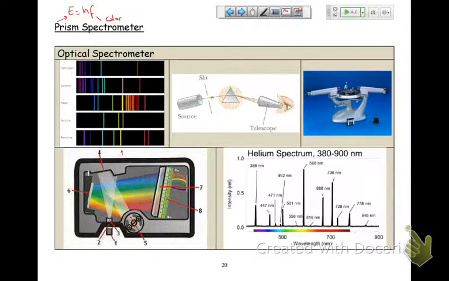Now, why is it a line? It's a line because I put a slit in front of my light source to make it really sharp. If I had a light bulb here, I would see a light bulb, and another light bulb, and then over here there'd be a red light bulb. To make it nice and sharp, we put a slit there. Okay, that's one thing.